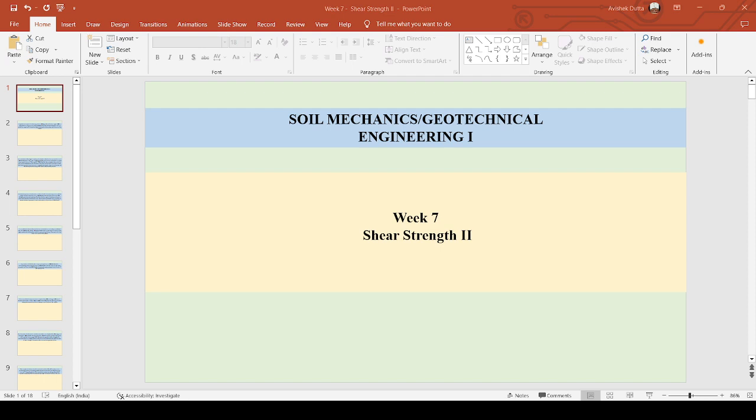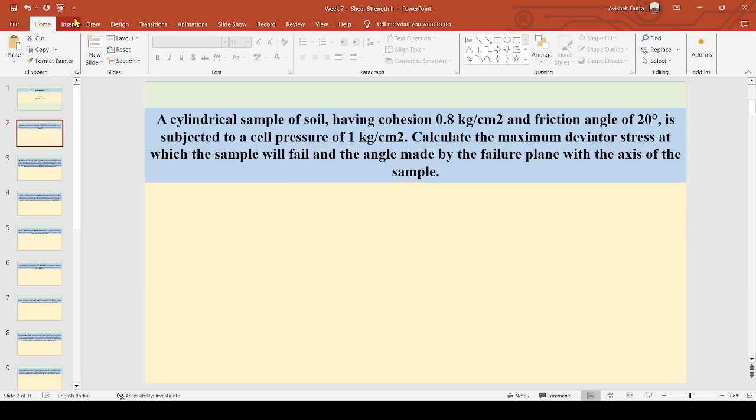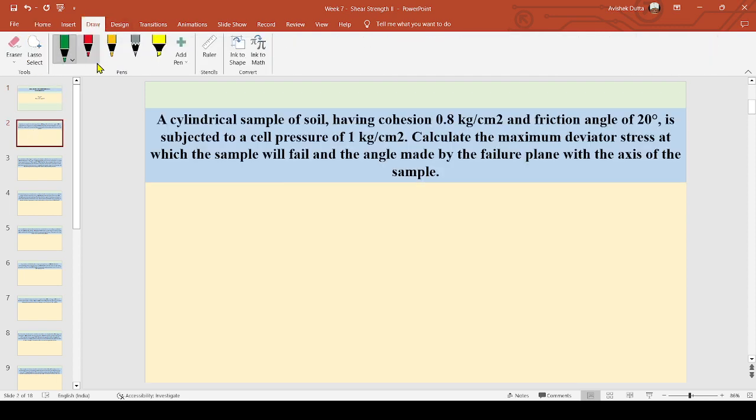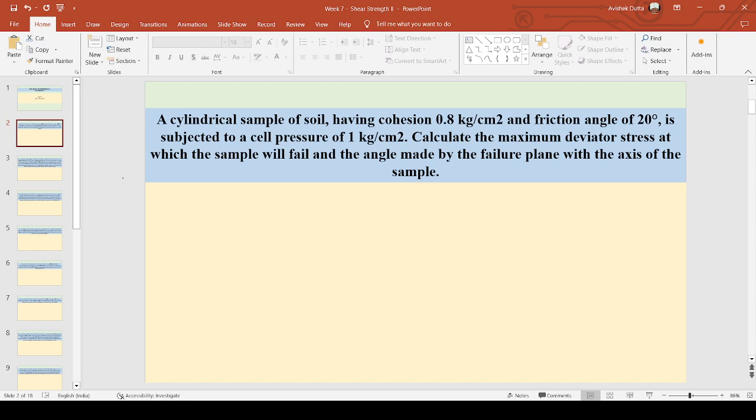Okay, I'll be starting to discuss the solutions right now. The first question was a cylindrical sample of soil having cohesion. The cohesion was given, friction angle was given, cell pressure was given, maximum deviator stress, sample will fail.